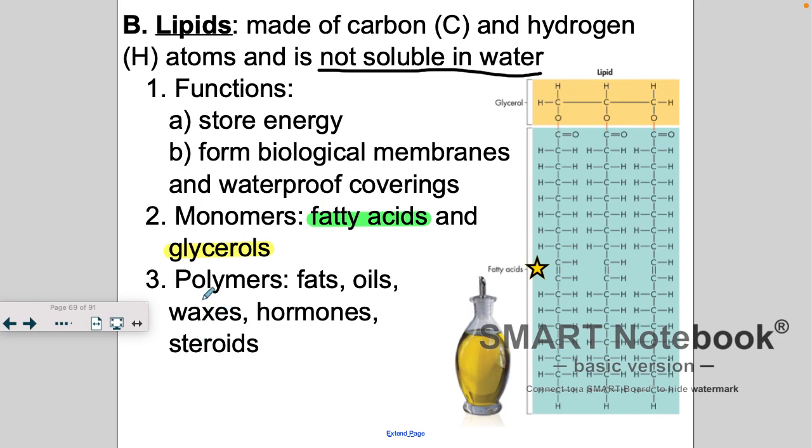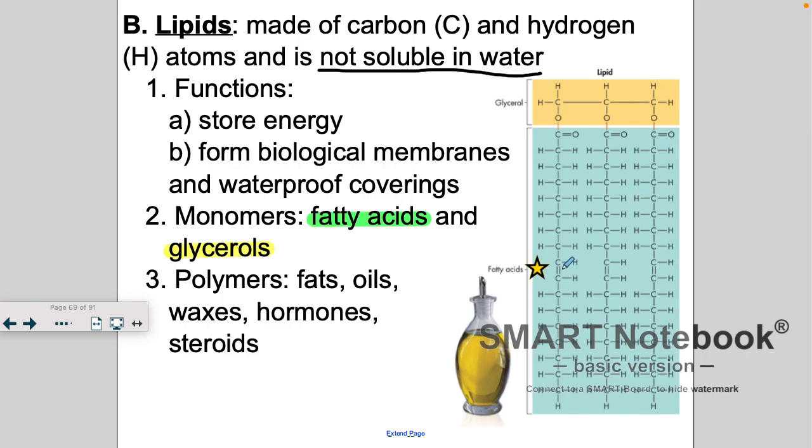The polymers, okay, they have lots of different examples for polymers. You can say fats, oils, waxes, hormones, steroids. These are all polymers of lipids, okay? Now I put down here, I starred the double bond on this carbon. A lot of times, fatty acids, they might be 100% single bonds, but sometimes you see a double bond, and this actually has importance.